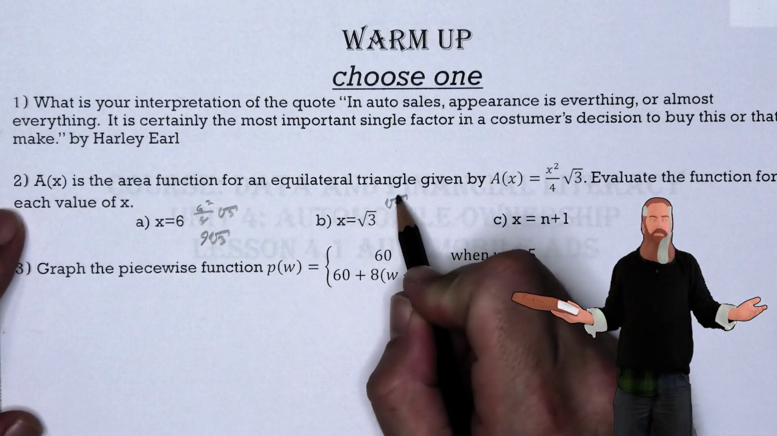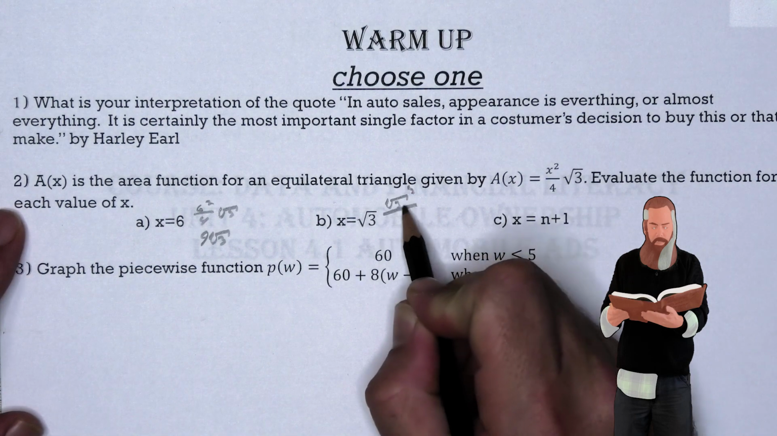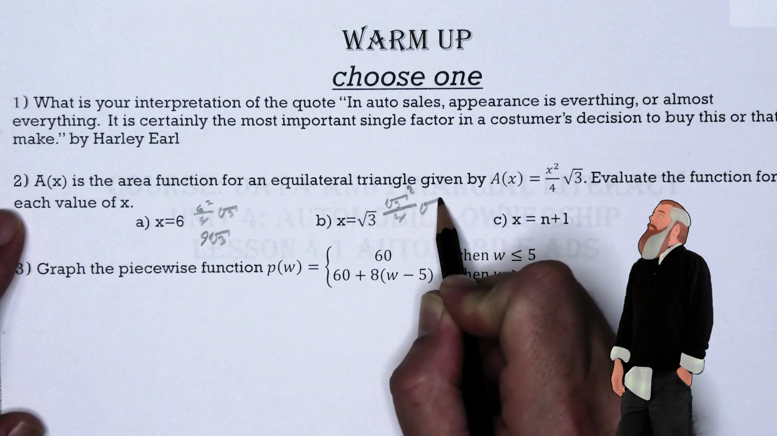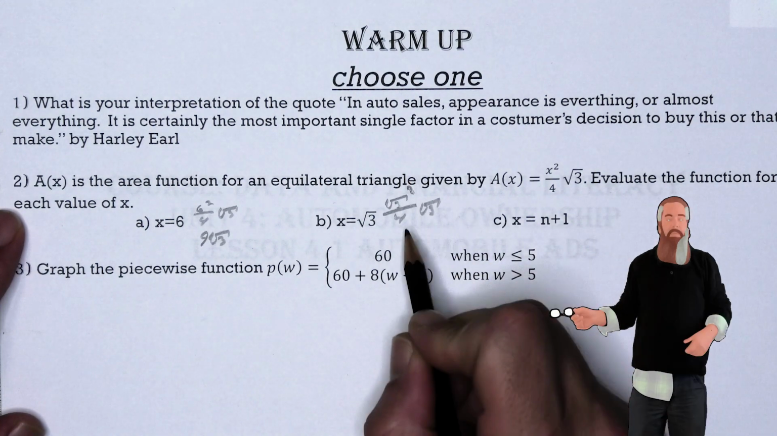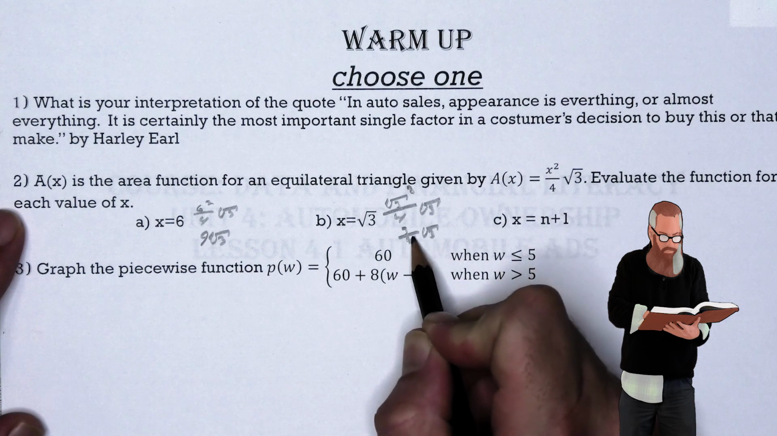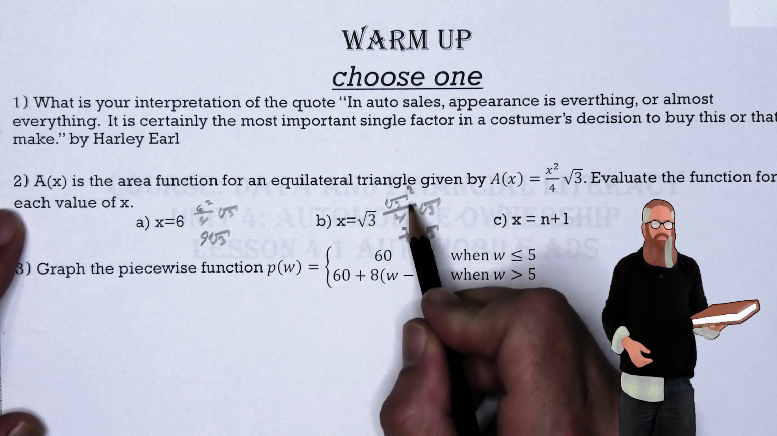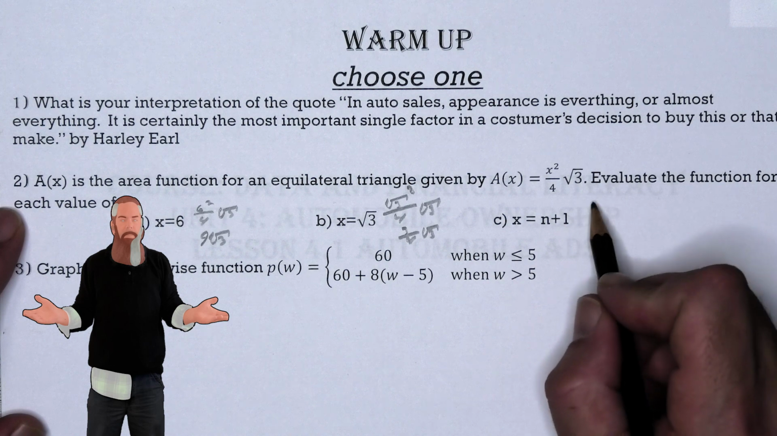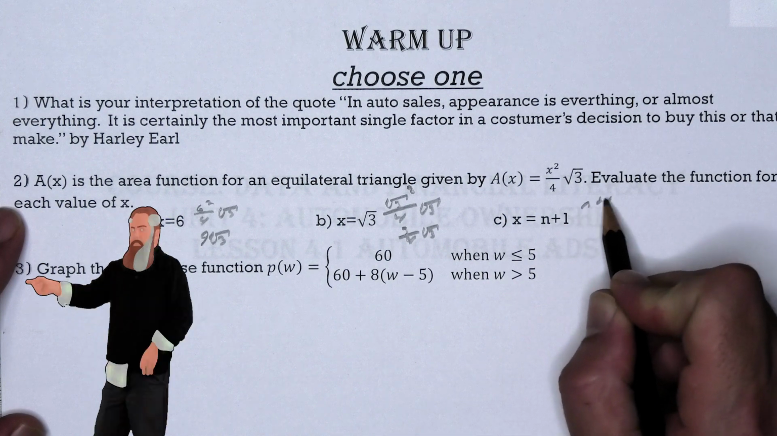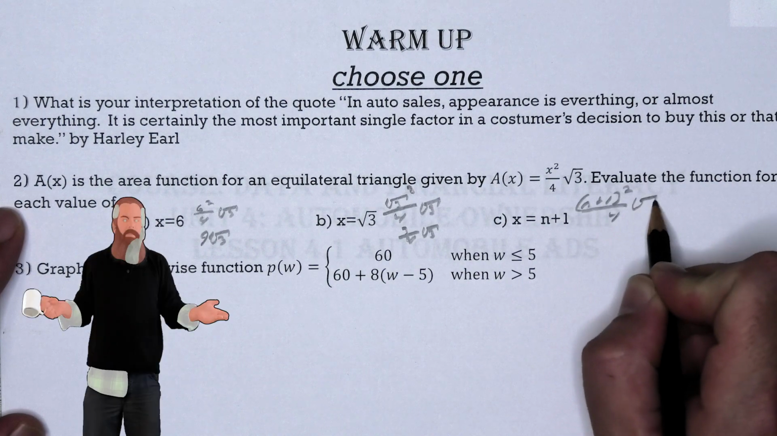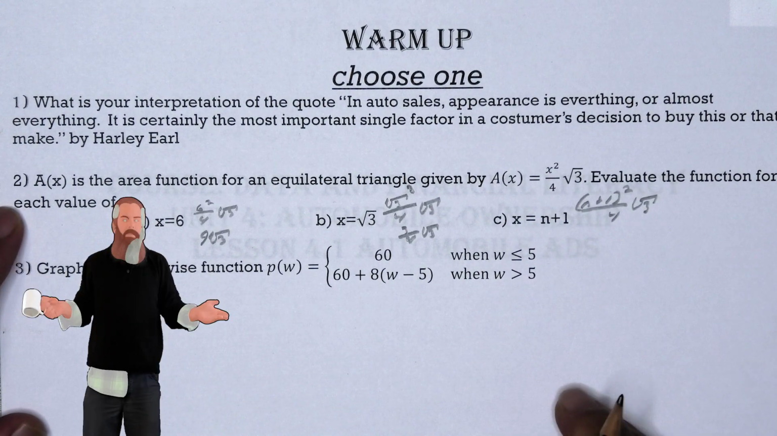In the case where x is the square root of 3, then we have the square root of 3 squared divided by 4 times the square root of 3, giving us 3 over 4 times the square root of 3, because the square root of 3 squared is 3. In the case where n plus 1 is x, then we would simply substitute that value in, n plus 1 squared over 4 times the square root of 3, to get our answer.